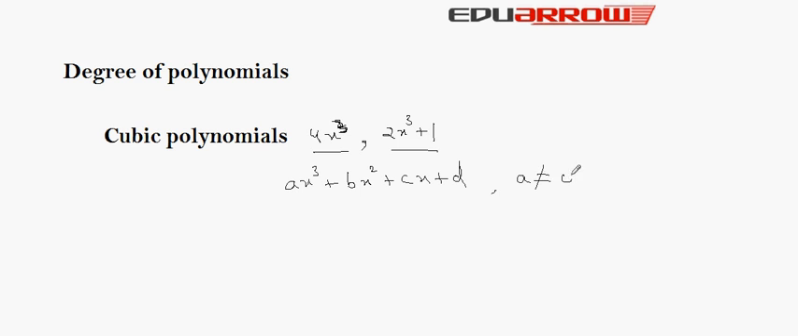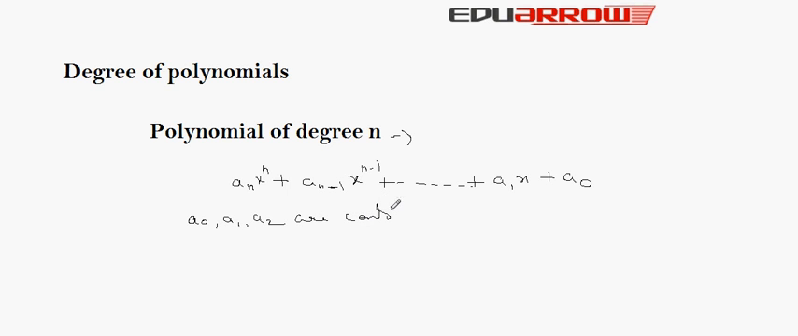Now cubic polynomials. The polynomial of degree 3 is called a cubic polynomial. For example, 4x cubed, 2x cubed plus 1 are polynomials of degree 3. So they are called cubic polynomials. And the general form of a cubic polynomial can be written as ax cubed plus bx square plus cx plus d, where a is not equal to 0 and a, b, c, d are constants.